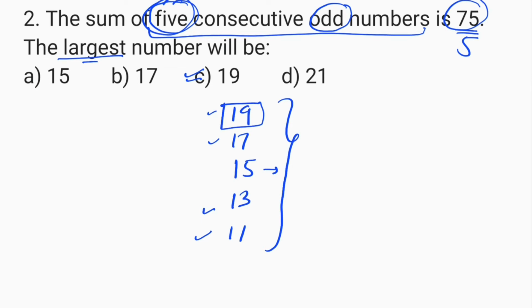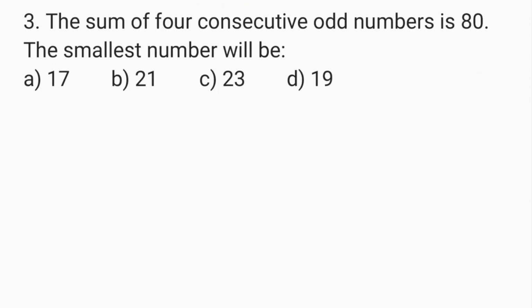Understand? Now question number 3. The sum of 4 consecutive odd numbers is 80. The smallest number will be. Now in this case, we have 4 consecutive odd numbers, so we will divide this by 4. We get 20. Now keep in mind, this 20 is not an odd number. This is an even number.